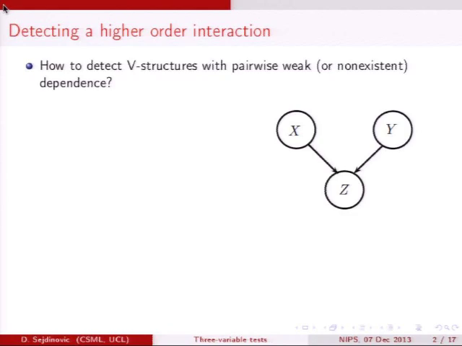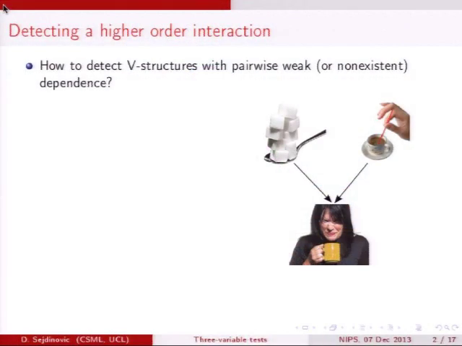Say that we're interested in detecting V-structures in a directed graphical model where pairwise associations between individual random variables are very weak and very difficult to detect. In other words, dependence of Z on X and Y jointly is much stronger than on X and Y individually. For an illustrative example, you can consider the case where X is whether you put sugar in your coffee, Y is whether you've stirred it up, and Z is the sweetness of the coffee. So individually weak effect, jointly strong effect. And you can even argue that Y is independent of Z in this case.